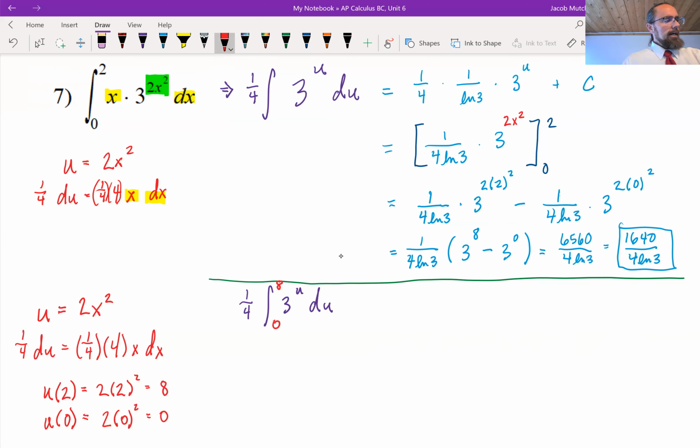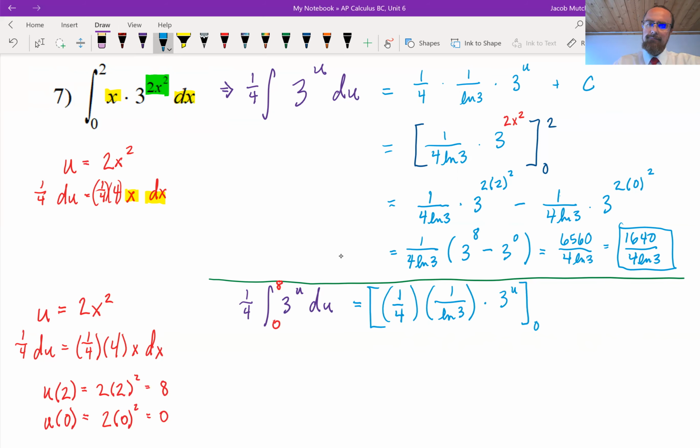So I'm ready now to evaluate this. Now, just in terms of u, I will never revert back to an x expression. So this is going to be equivalent to 1/4 from that outer coefficient times 1 over natural logarithm of 3 times 3 to the power of u, and evaluated from 0 to 8.